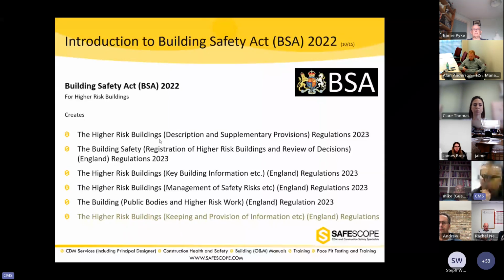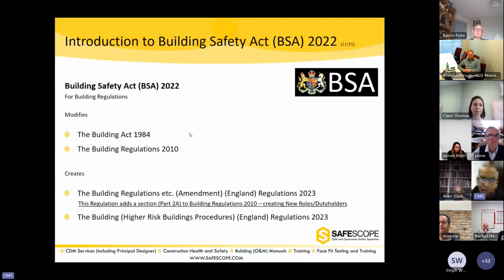It creates the higher risk buildings description, provision, and supplementary provisions, etc. Building safety registration of higher risk buildings and review of decisions. England, the higher risk buildings, key building information regulations. I won't go through the list. There are tons and tons of regulations that have been created. It modifies the Building Act 1984. That's important to us because that's what we'll talk about, and that's where the new roles and the duty holders have come into play.